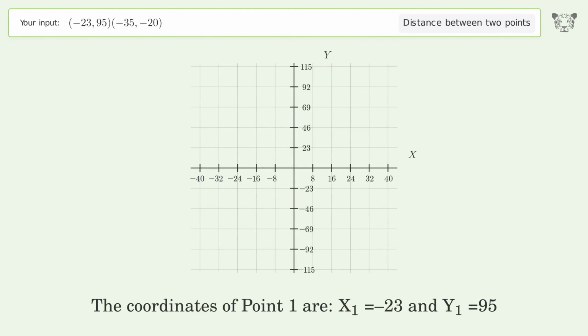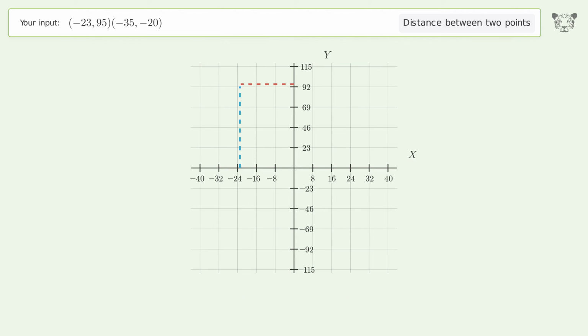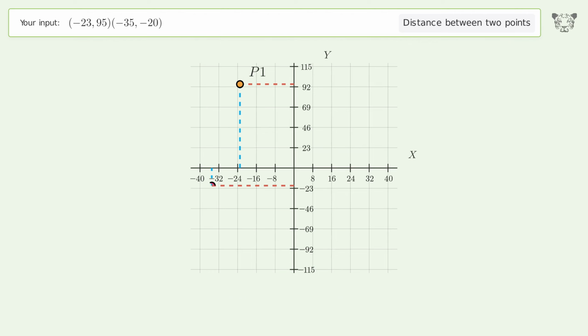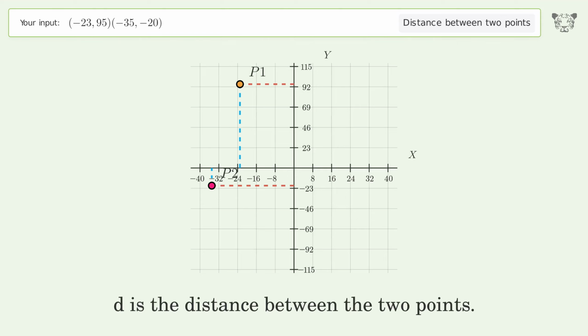The coordinates of point 1 are, x1 equals -23 and y1 equals 95. The coordinates of point 2 are, x2 equals -35 and y2 equals -20. D is the distance between the 2 points.